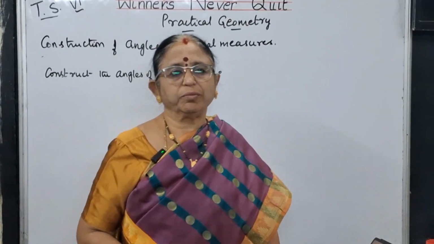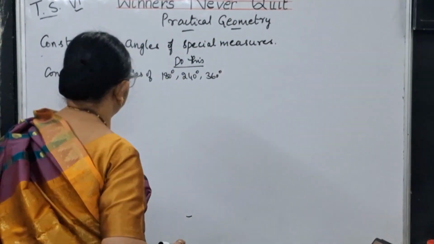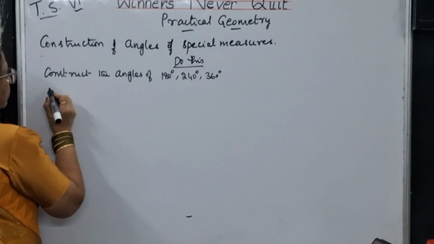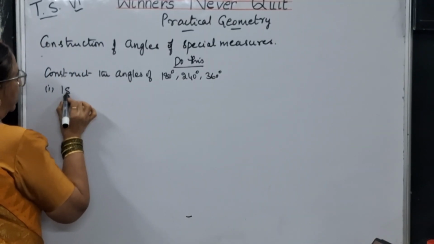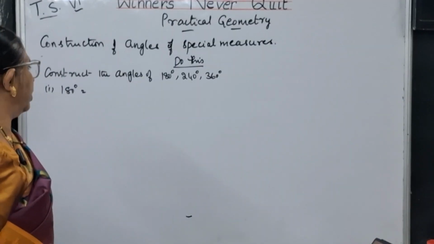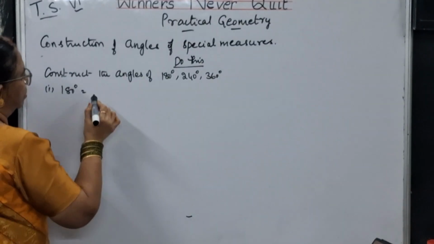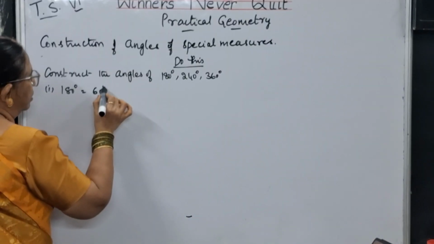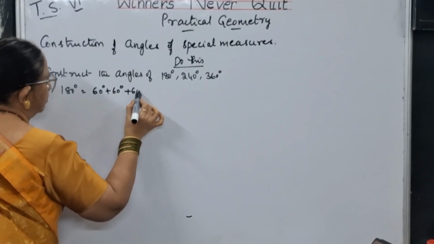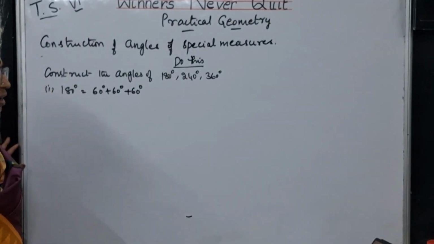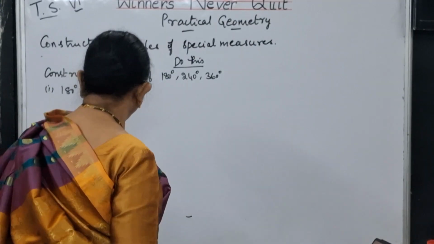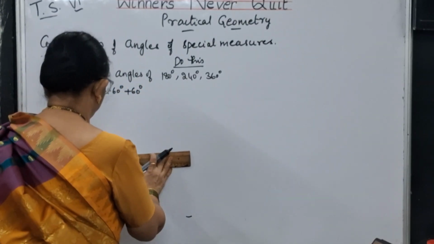Now in these sums, children, you are asked to construct 180 degrees, 240 degrees and 300 degrees. So first let us take 180 degrees. Since the original construction which we have learnt is about 60 degrees, 60 degrees plus 60 degrees plus 60 degrees is 180 degrees. So what you need to do? First you have to draw 60 degrees.